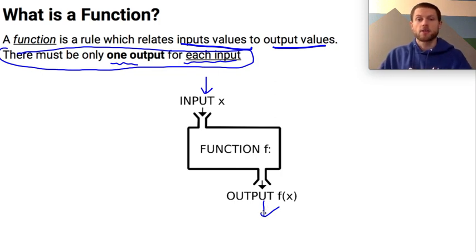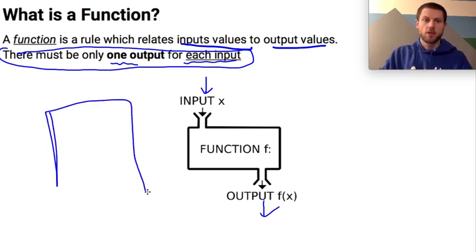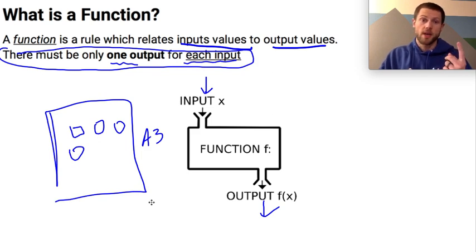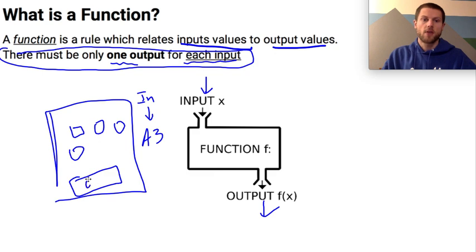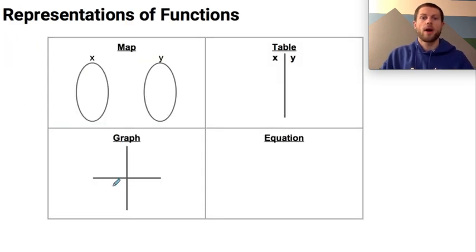Think about it like this. If I had a vending machine with all kinds of snacks inside and I pressed the code A3, there should only be one thing that comes out of this, right? If I pressed A3 and I didn't know if it was going to be Doritos or Oreos that came out, that's not a very good vending machine. A vending machine is a great example of a function because when you press one input, only one snack comes out. Only one.